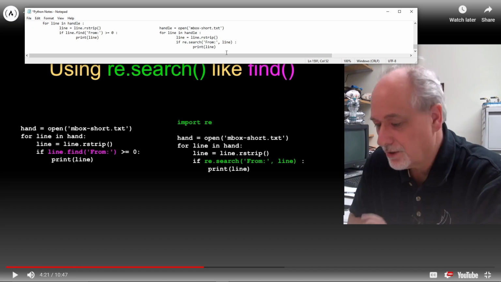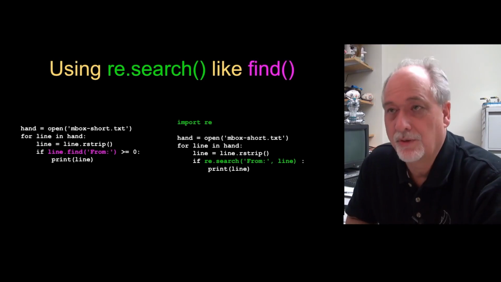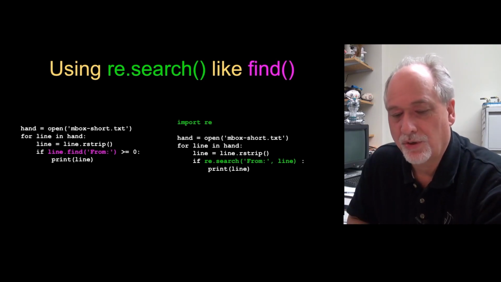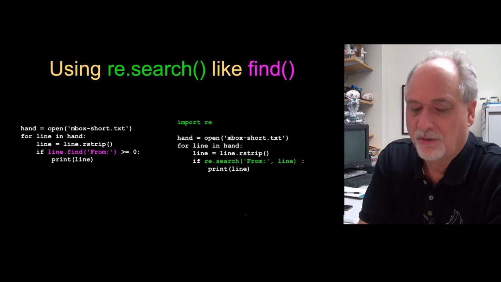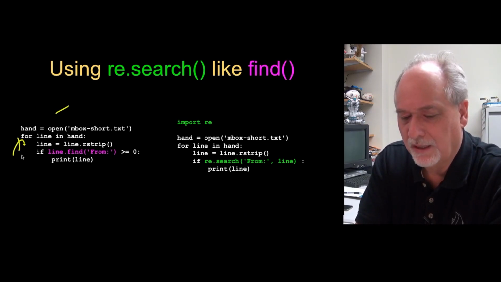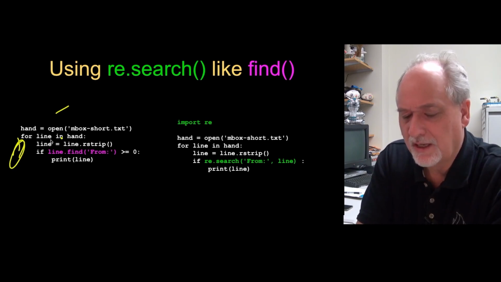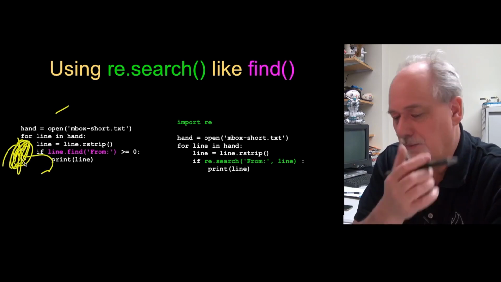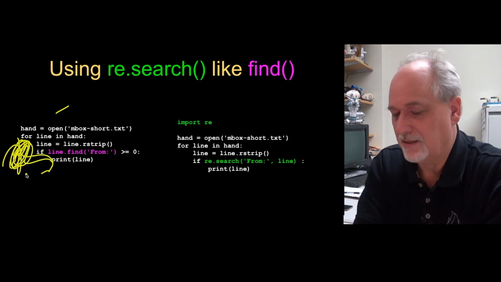So here's a really simple piece of code where I'm just going to show you before and after. Here we're looking for lines that begin with from:. We open a file, we loop through the whole file, we strip off the line's text, and then we say if line.find from is greater than or equal to 0, then we print it. It gives you -1 if it's not found, so it reads all the lines, and once in a while it'll print one out. So that's kind of like a needle in a haystack.